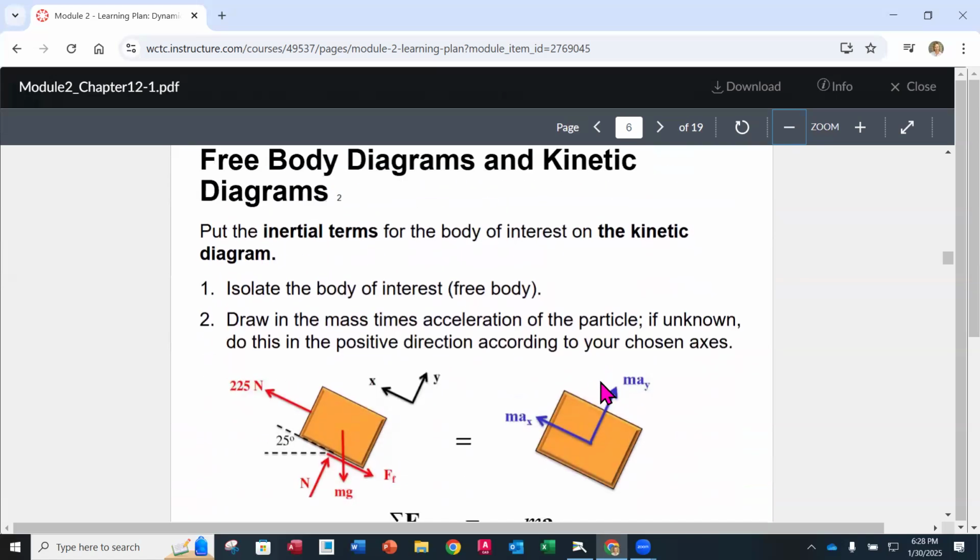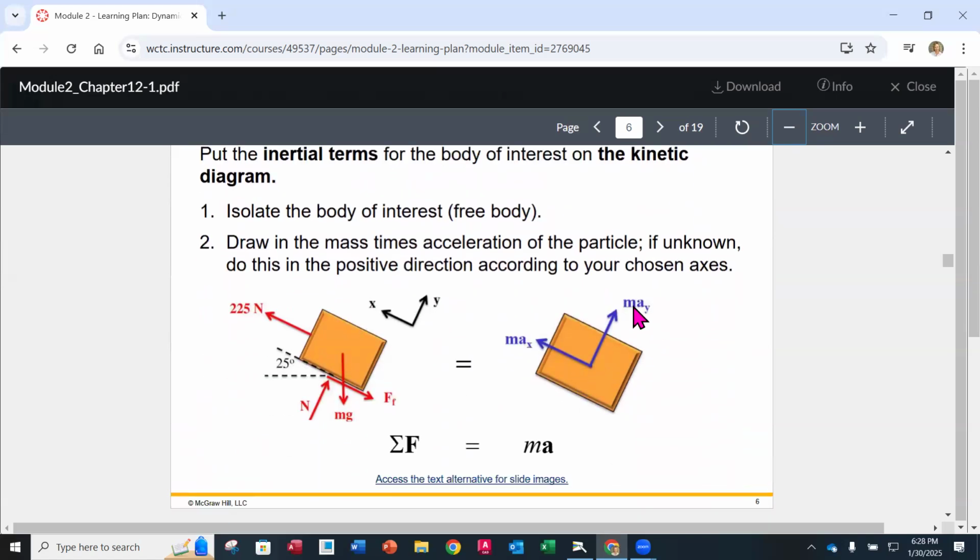The kinetic side of things is going to be over here. This is where we start looking at what we call the inertia, or the inertia terms that we have.